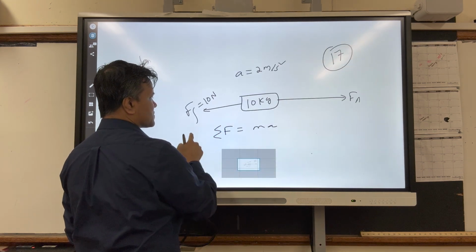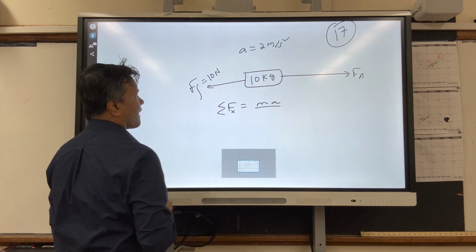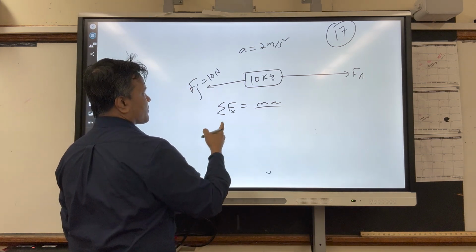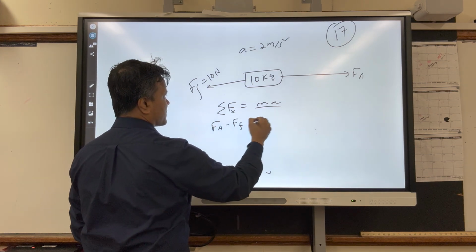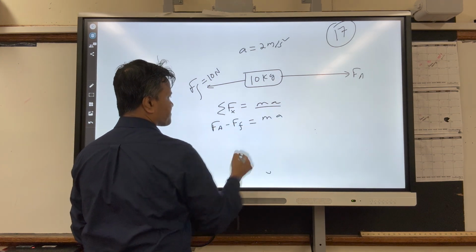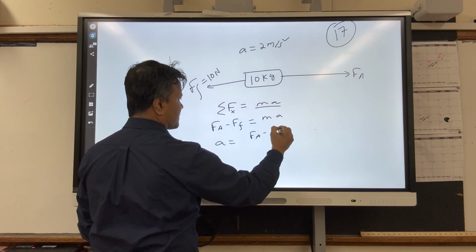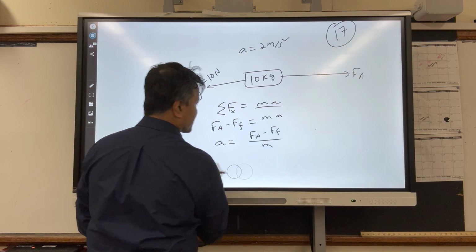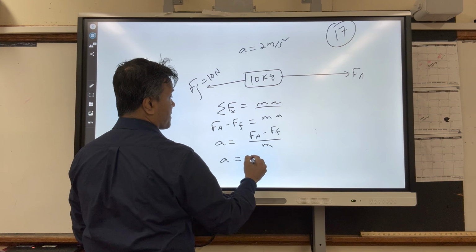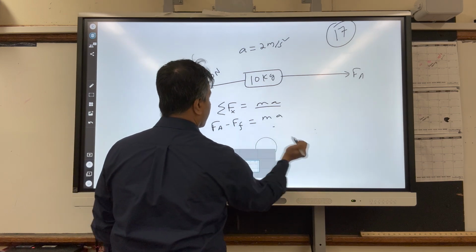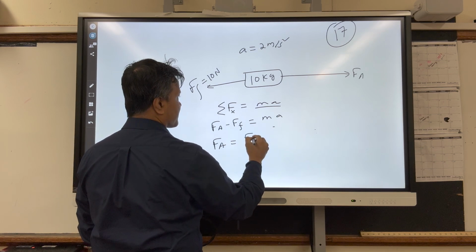Newton's second law tells us the sum of forces in the x direction is not 0, it is ma. Okay, so what is that? Fa minus ff is equal to ma, right? So a is fa minus ff over m. So what is a? Fa, you don't know. Well, we are actually finding Fa. Fa is equal to ff, right?